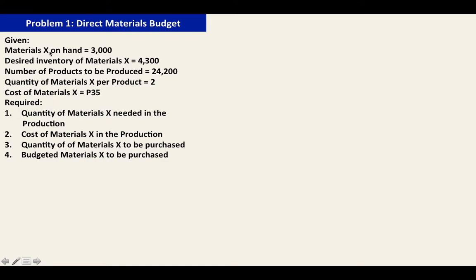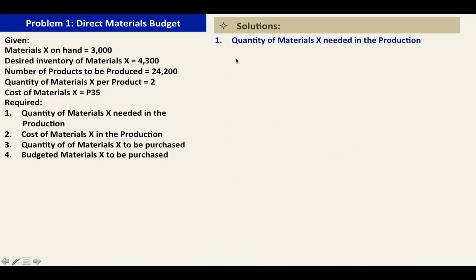So you have materials X on hand, 3,000. Desired inventory of materials X, 4,300. Number of products to be produced, 24,200. Quantity of materials X per product is 2. And cost of materials X is 35. Okay? So we have, first, the quantity of materials X needed in the production.